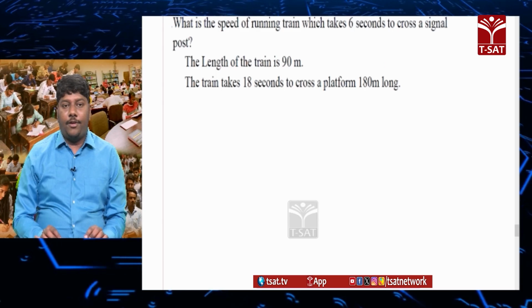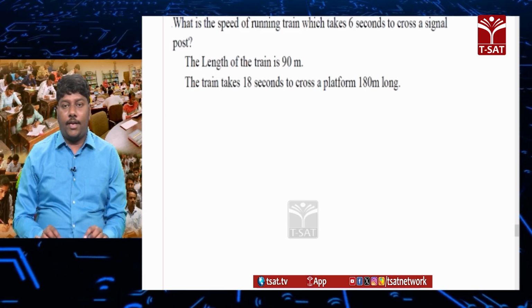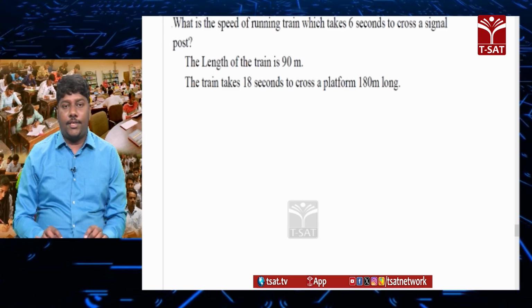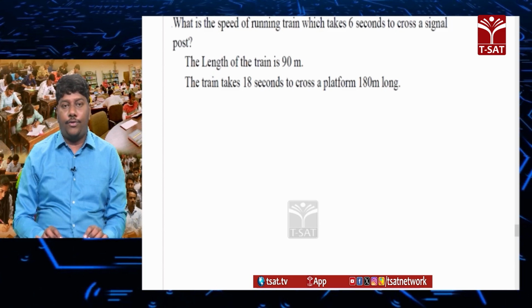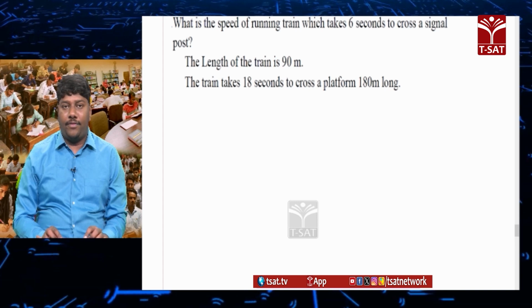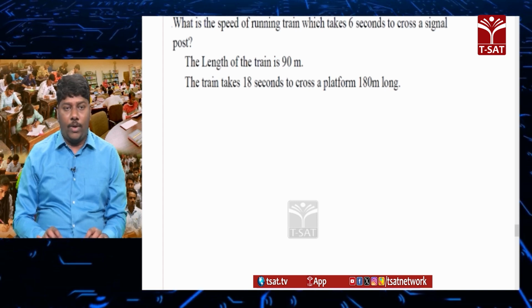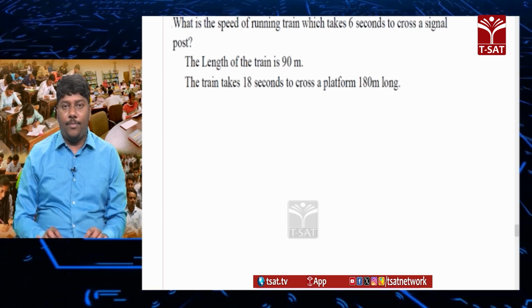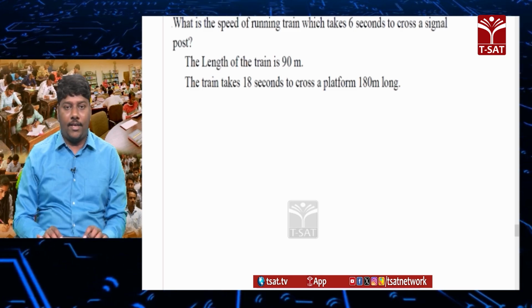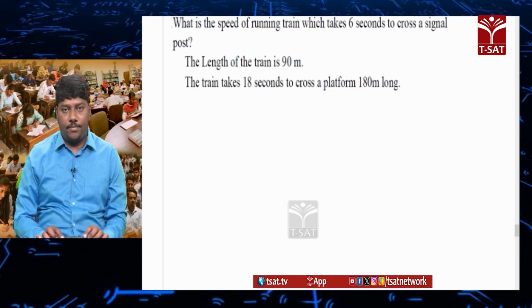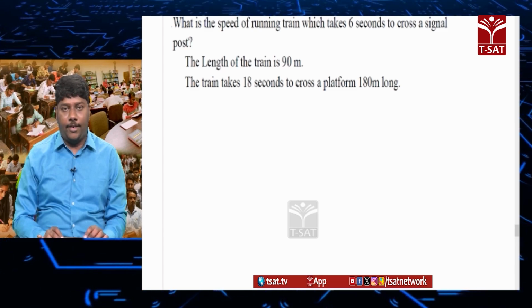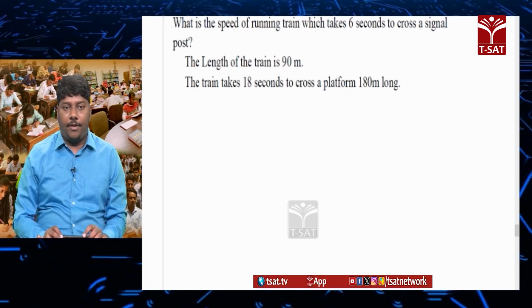What is the speed of a running train which takes 6 seconds to cross a signal post? He is asking you the speed of the train. Now you know the time; all you need to know is the length of the train. Statement 1: the length of the train is 90 meters. It crosses a pole in 6 seconds, so you can say 90 by 6. Just by looking at 90 by 6, I can answer it. You don't need to even divide it.